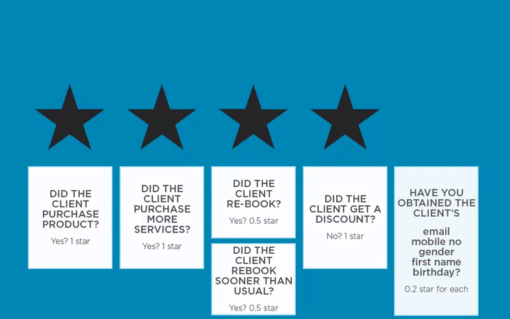Have you recorded in Shortcuts Live the client's email, mobile number, gender, first name, and birthday? Each piece of information that is recorded on the client's record earns the client 0.2 of a star towards their rating, which equals 1 star if all the information has been obtained.